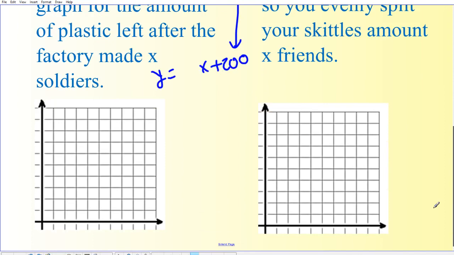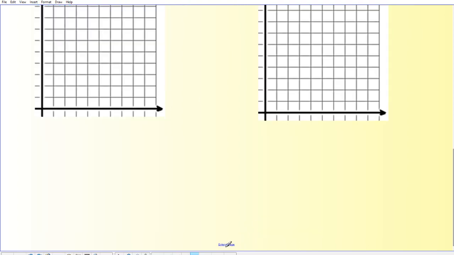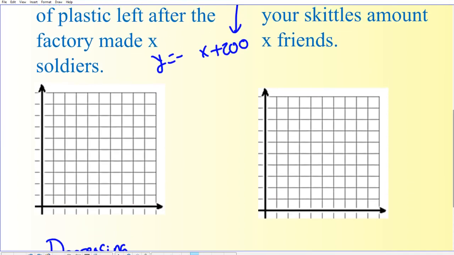Okay, so let's think about it. If the factory's making these toy soldiers, and we're supposed to graph how much plastic they have left, would the amount of plastic be going up or going down as they're making soldiers? Well, it's probably going down, right? I mean, you're using these plastics to make the soldiers. The amount of plastic you have left is going down each soldier you make. So I need a negative slope. So I'm going to say right now, already, I know my graph is going to be decreasing, because the amount of plastic left after each toy is going down.